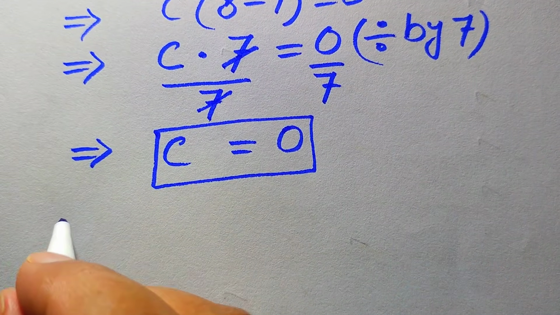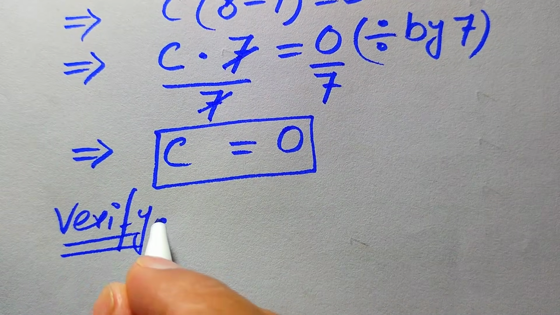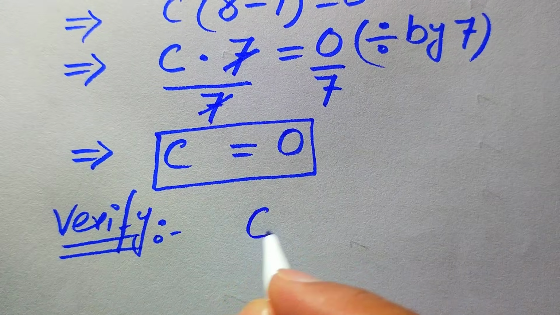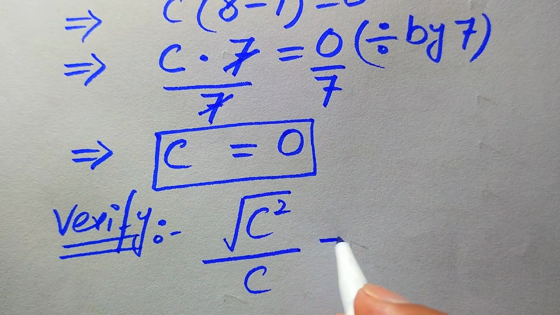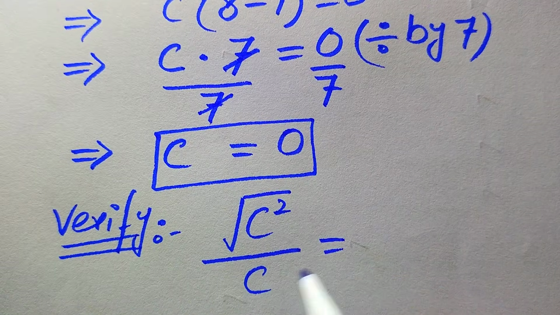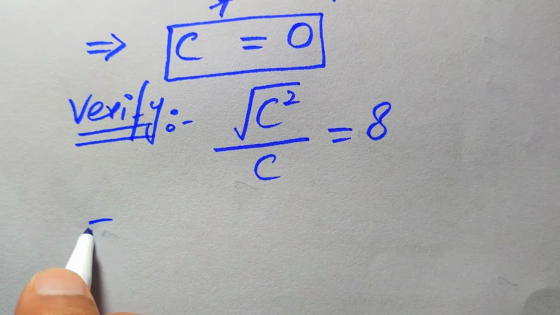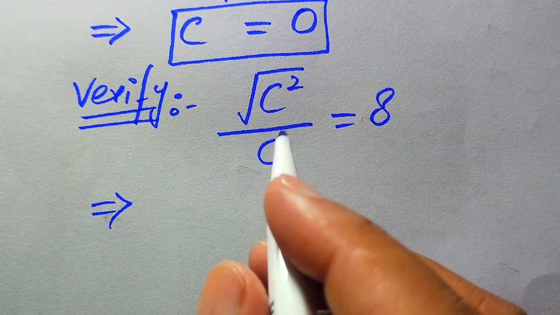And now in the next step, we need to verify whether this value of c is the solution, or whether this value of c is an extraneous root. For verification, we need to copy down the given question statement. Here it is the square root of c squared divided by c is equal to 8. And now we substitute the above value of c into the left hand side, and we check its behavior.